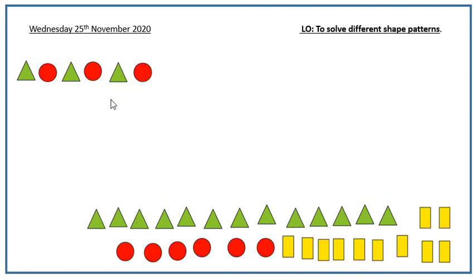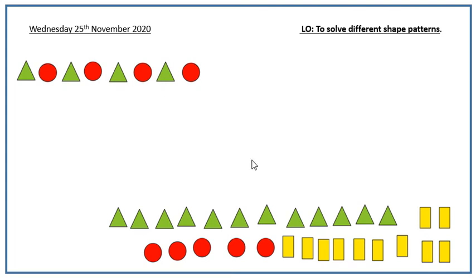So if you look at the pattern that I've created, it goes triangle, circle, triangle, circle, triangle, circle. What do you think should go next? Yes, triangle. And what do you think goes next? Yep, circle. So let's look at my pattern again. Triangle, circle, triangle, circle, triangle, circle, triangle, circle.